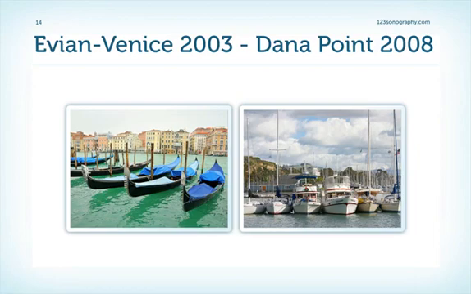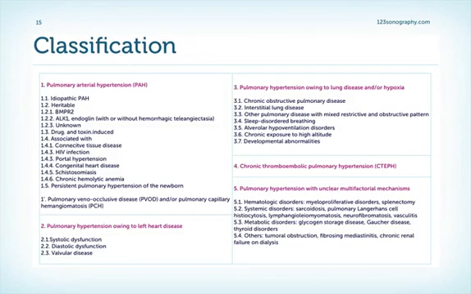After the first clinical classification was proposed in 1973, the Evian Venice classification suggested 5 groups, according to pathological, pathophysiological, and therapeutic characteristics. Finally, maintaining this philosophy and organization, a consensus agreement was published in 2008 during the 4th World Symposium on PH held in Dana Point, California. This table provides an excellent overview of disorders leading to PH.